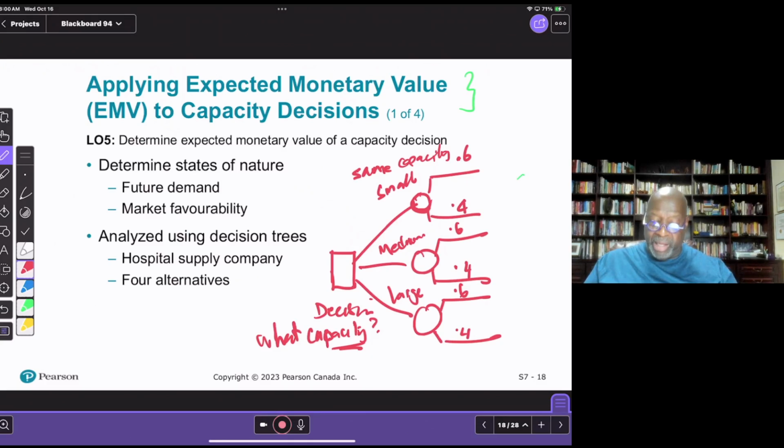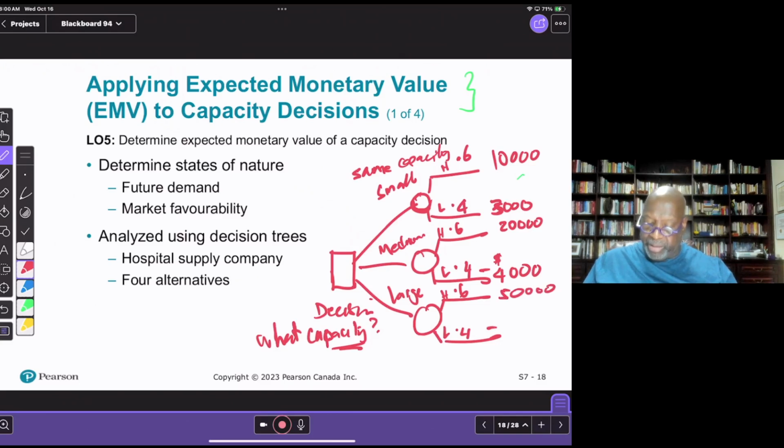So, for example, it could be that if we build small, and the demand is high, so this is high demand, low demand, high demand, low demand, high demand, low demand. Well, let's say we make $10,000, but if demand is low, let's say $3,000. Then if we go medium, we could make maybe $20,000. But then there could be a loss of $4,000. And then if we go large, we could make about $50,000.